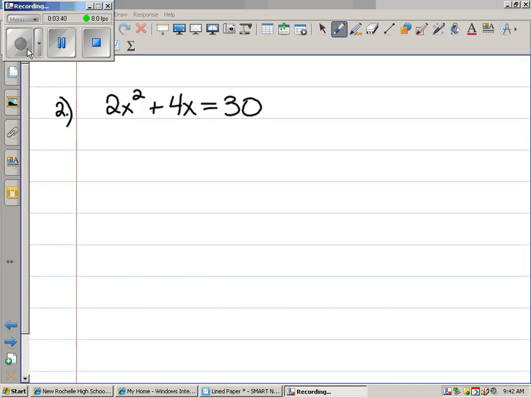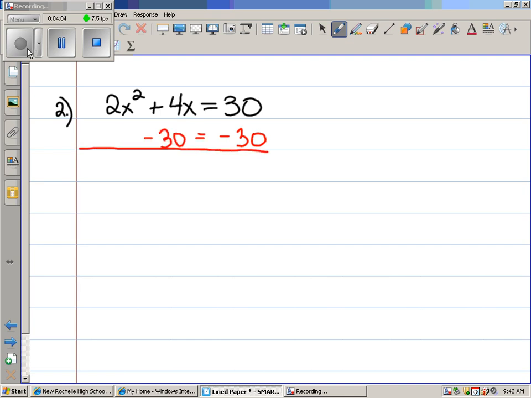All right, number 2, 2x squared plus 4x equals 30. We talked a little bit about how these problems are all a little different until you can get them into one form, and then they all become cookie cutter. What do you think we do in this one? Come on. Yeah, let's subtract 30. Nice.